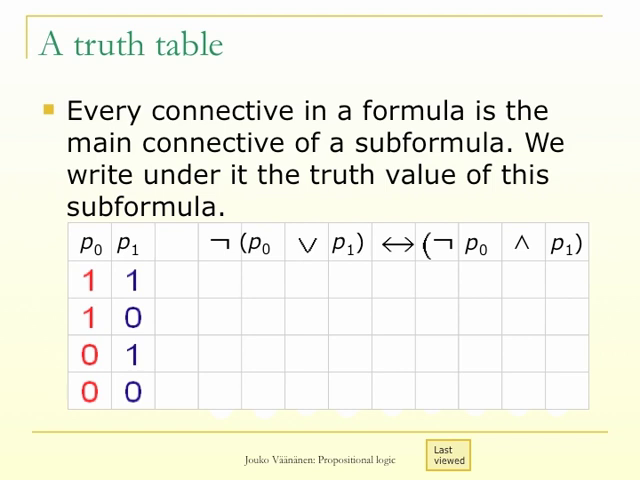First, we fill in the proposition symbols. We just copy them from the columns on the left. Then we fill the column of negation. That is easy, just swap zeros and ones. We can only do this for the negation on the right, because there the negation is applied to the subformula P0, whose truth value we already know.